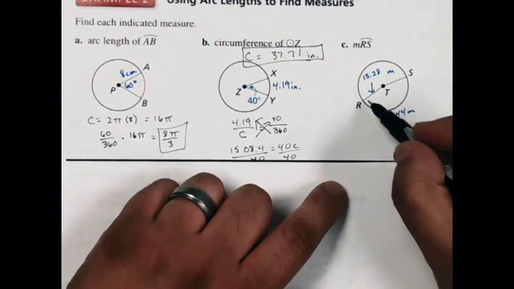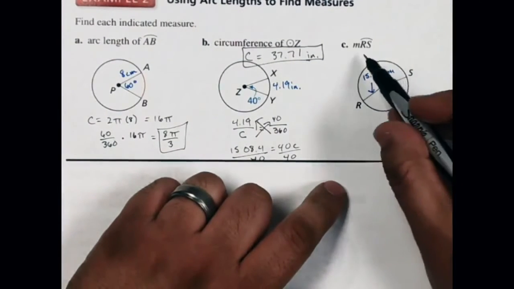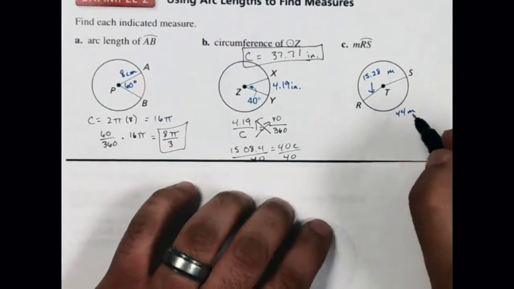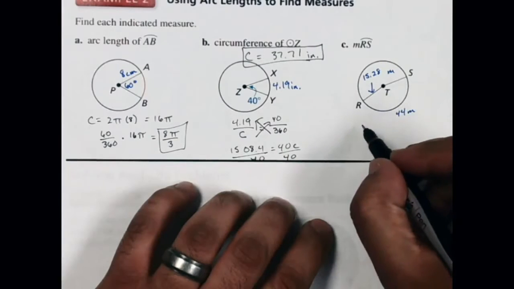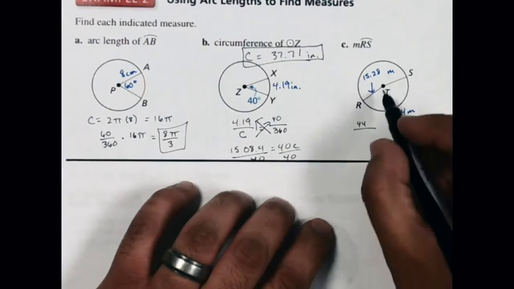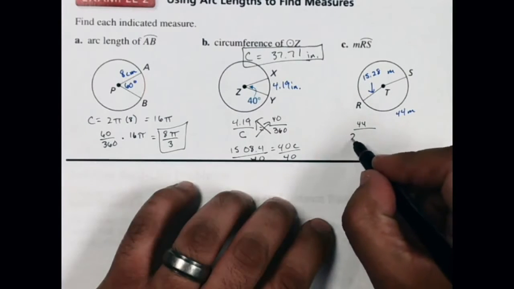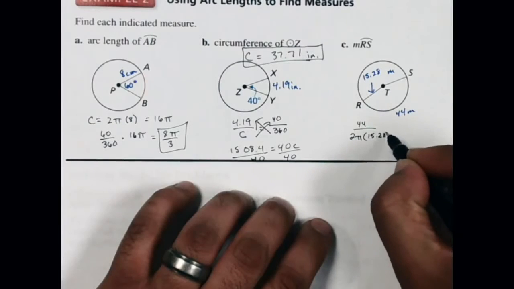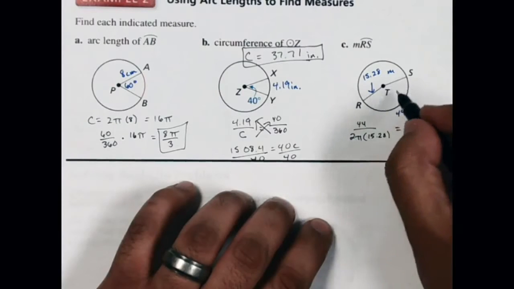On this one, they gave me the arc length, but they want the angle measure in degrees. So I know that 44 over my entire circumference, which is 2 times pi times r, and in this case I know my radius, so it's 2 pi times 15.28, is going to be proportionate to the angle.